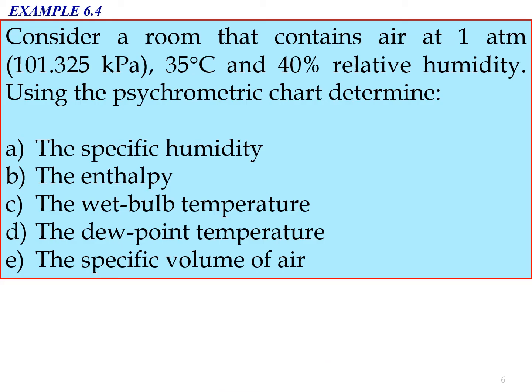Example 6.4. Consider a room that contains air at atmospheric pressure, which is 1 atm, 101.325 kPa, at 35 degrees Celsius and 40% relative humidity. Using the psychometric chart, as you can see here, we know that the dry bulb temperature is equal to 35 degrees Celsius, and relative humidity is 40%. So we have two pieces of information here. From the psychometric chart, we try to find the information that this question is asking.